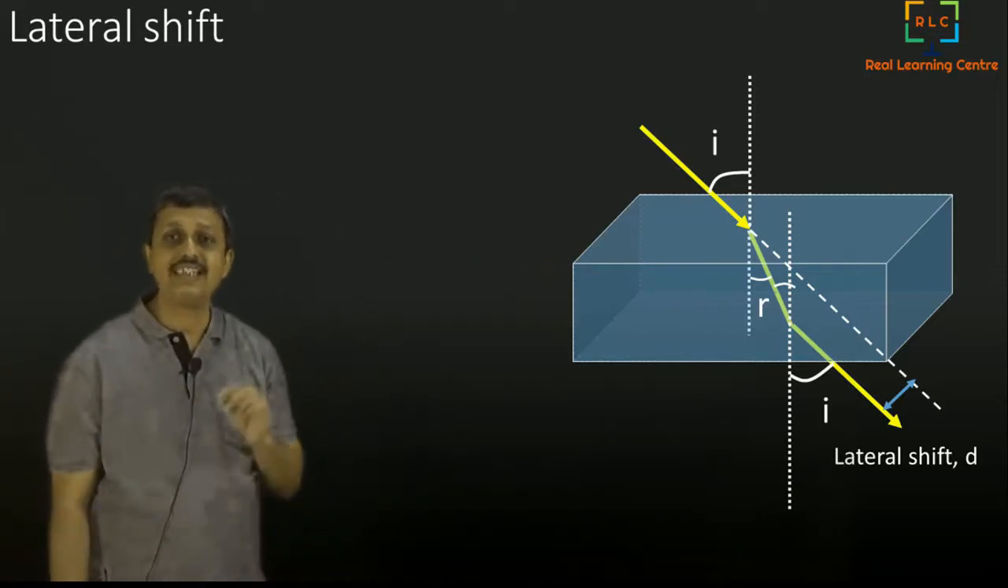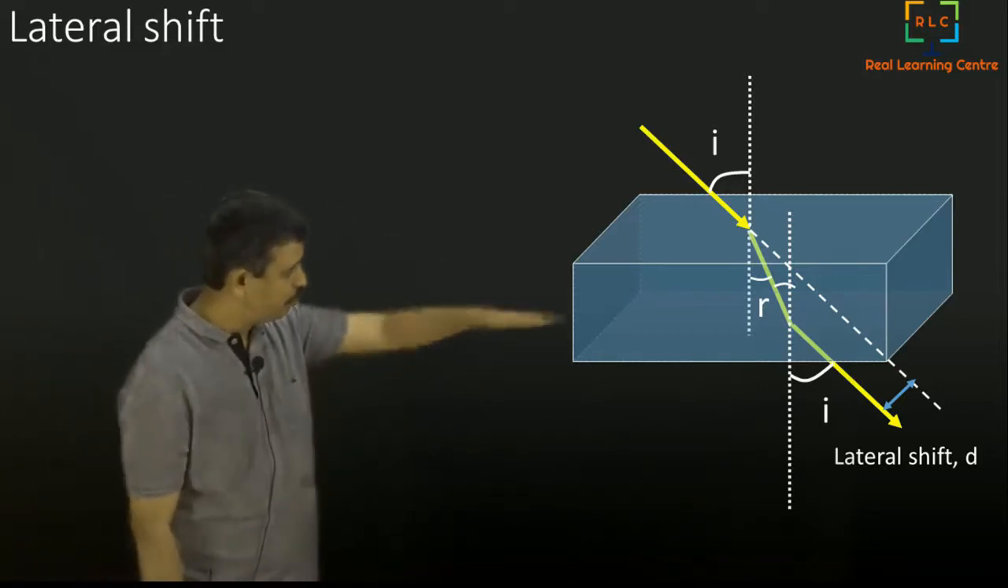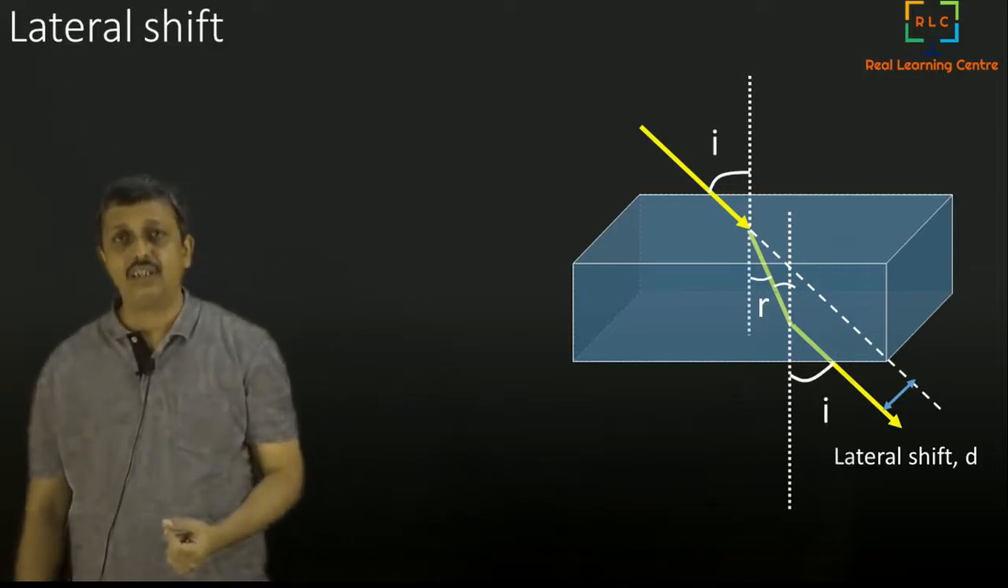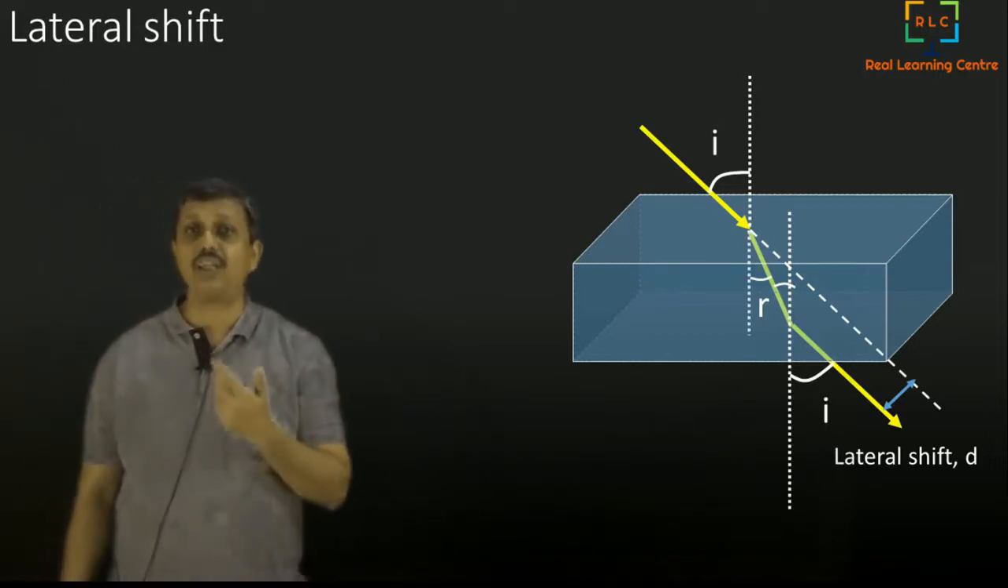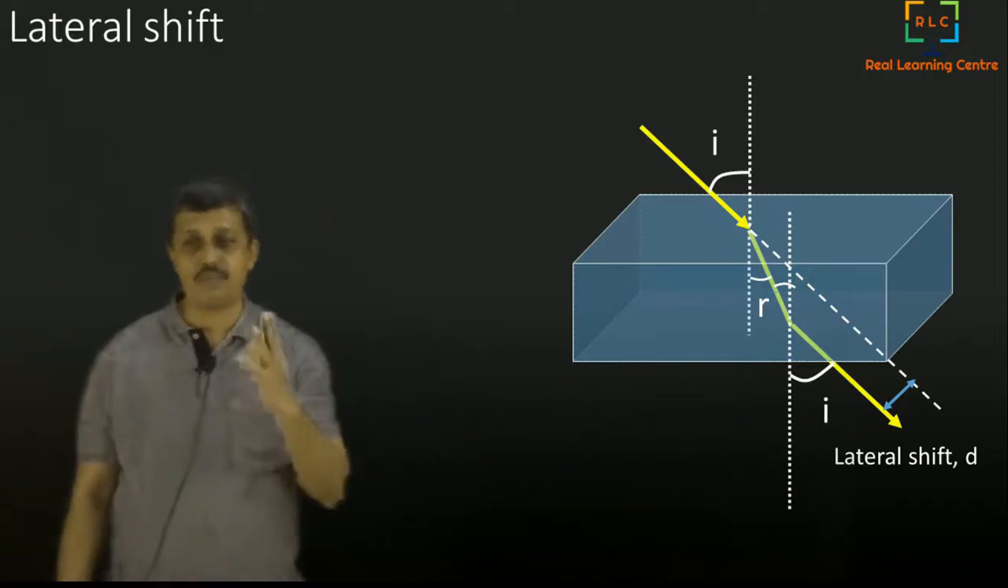We measure it as D and name it lateral shift D. So light was going, I just put a slab and it shifted. So that is a lateral shift. How to calculate how much it shifts, that can be calculated. You can derive a formula for that.